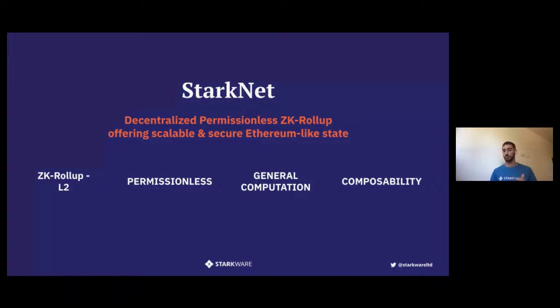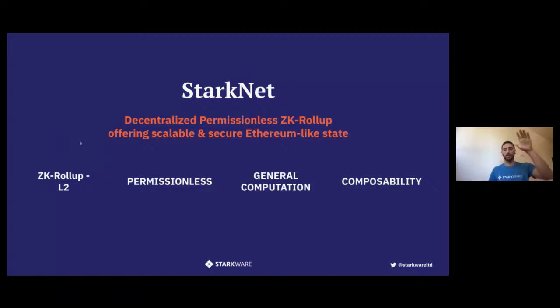The second property is that it will be permissionless, meaning users will permissionlessly interact with the network, but also the sequencers and the provers. Everyone will be able to participate as a sequencer or a prover in the network. And developers will be able to write general computation contracts, and those contracts will live in a state which offers contracts the ability to interact with each other, de facto giving composability. So this is our vision for StarkNet. In my opinion, it is very exciting, offering scalability to the functionality and the security that you have today on Ethereum.